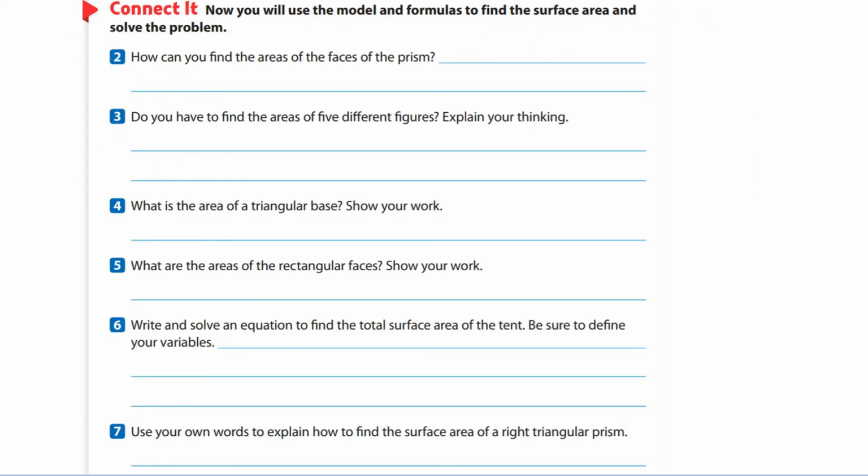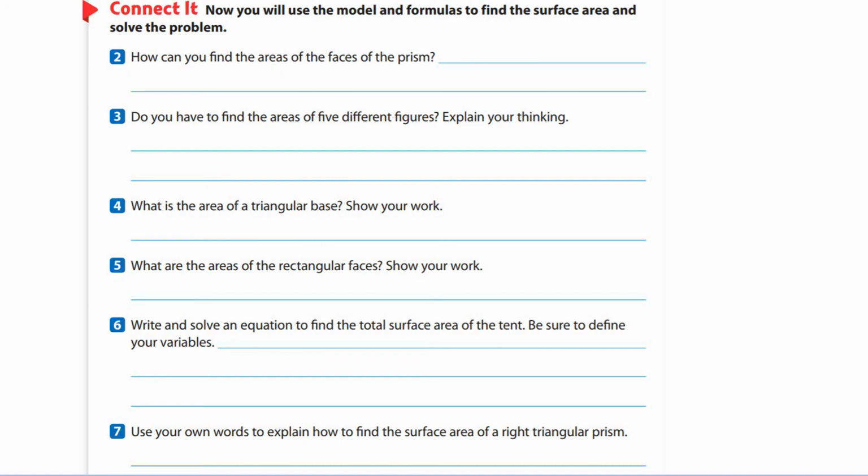Let's connect it. Now you will use the model and formulas to find the surface area and solve the problem. Question 2. How can you find the areas of the faces of the prism? Think about that. Question 3. Do you have to find the area of 5 different figures? Explain your thinking. Question 4. What is the area of a triangular base? Show your work. Question 5. What are the areas of the rectangular faces? Show your work. Question 6. Write and solve an equation to find the total surface area of the tent. Be sure to define your variables.